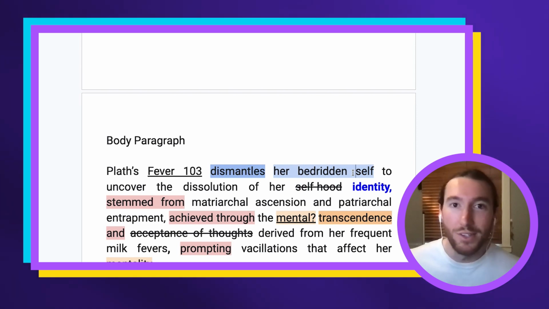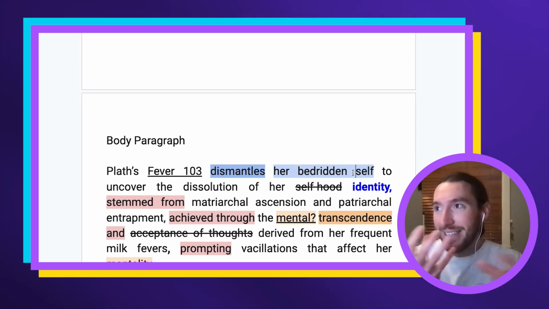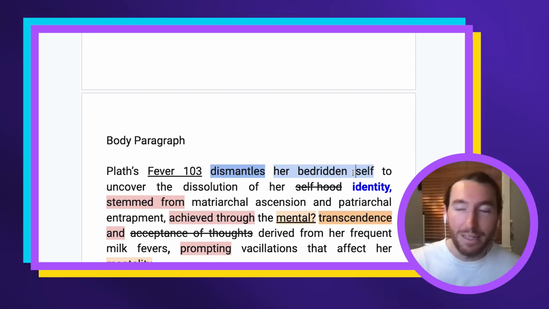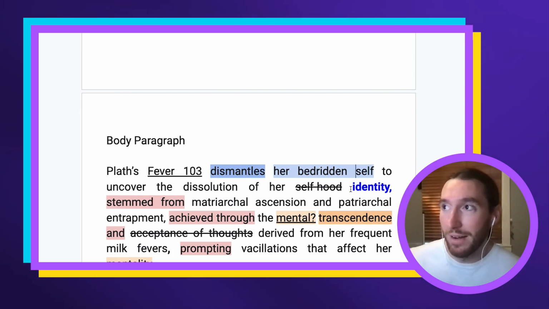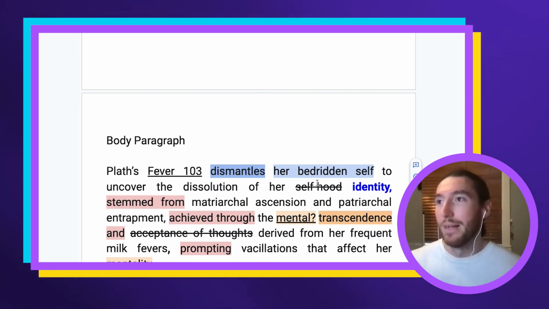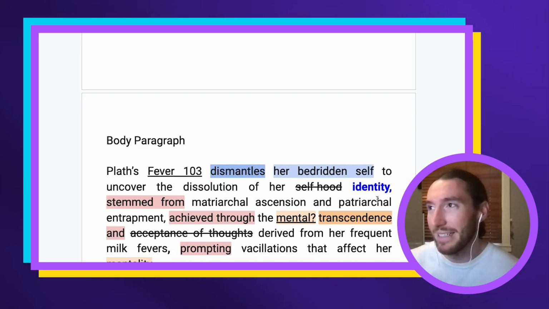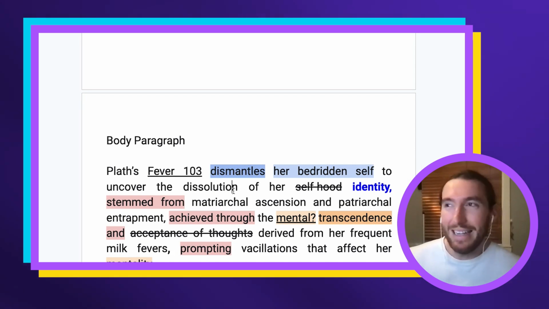Just be careful to repeat words within the same section of the text, it can just sound a little bit clunky. Better off just using a synonym so that you're not repeating self twice within the same sentence here. So uncover the dissolution of her identity. She dismantles herself to uncover the dissolution of her identity. I mean, it could be clearer there.